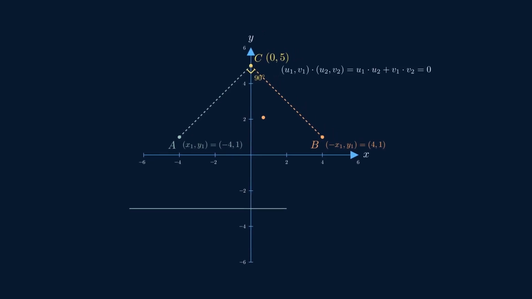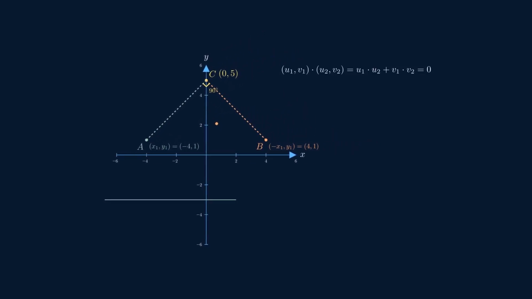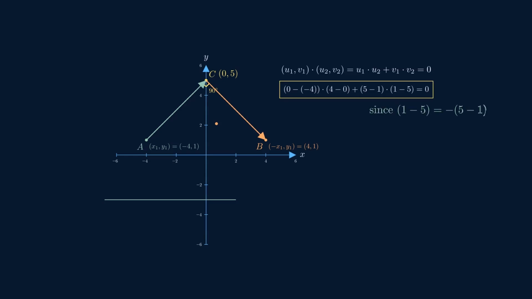Applying this to our vectors AC and CB, we obtain (x2 minus x1) times (x1 minus x2) plus (y2 minus y1) times (y1 minus y2) equals 0. Notice that the second product is conveniently negative (y2 minus y1) squared, since y1 minus y2 equals negative (y2 minus y1).